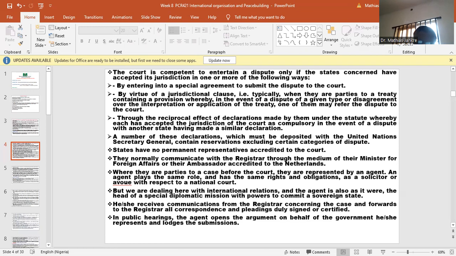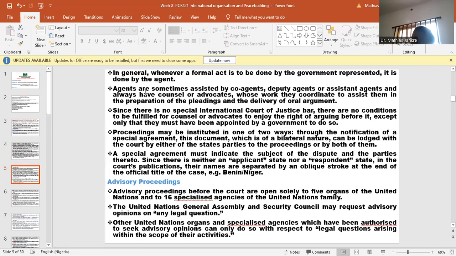He or she receives communications from the registrar concerning the case and forwards to the registrar the pleadings duly signed or certified. In public hearings, the agent opens the argument on behalf of the government. He or she represents and lodges the submissions. In general, whenever a formal act is to be done by the government representative, it is done by the agent.